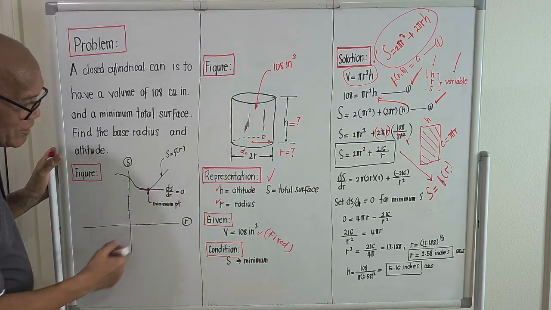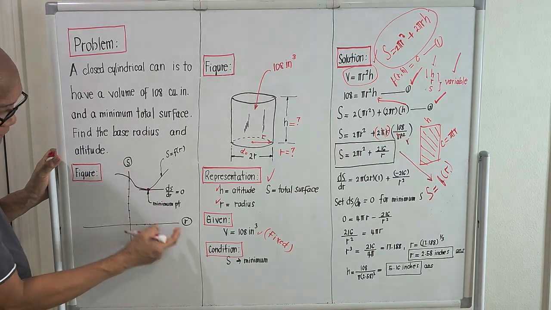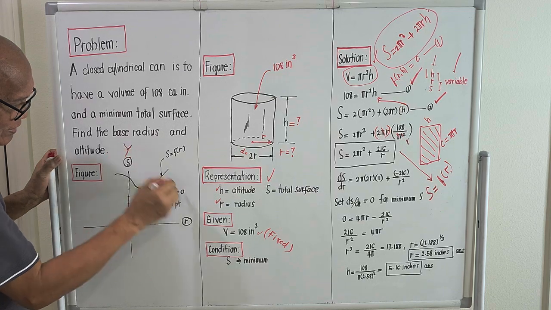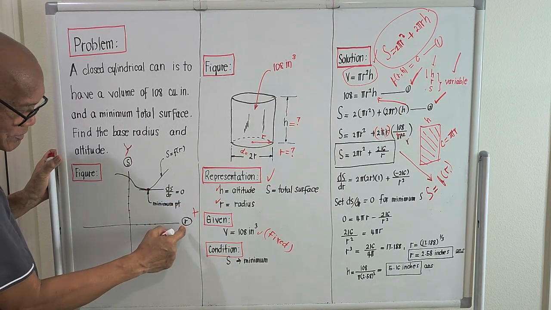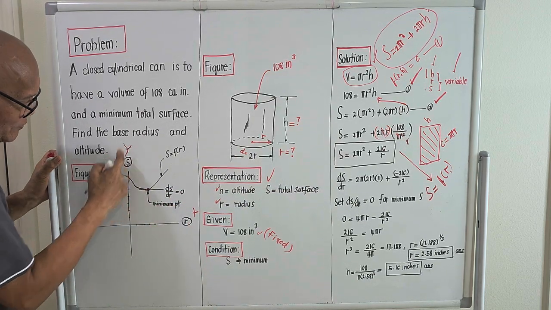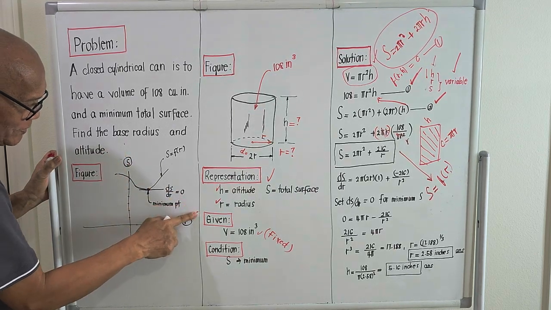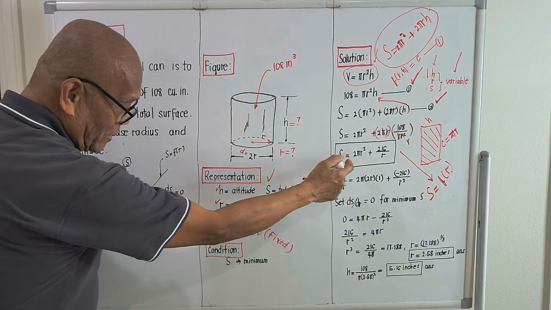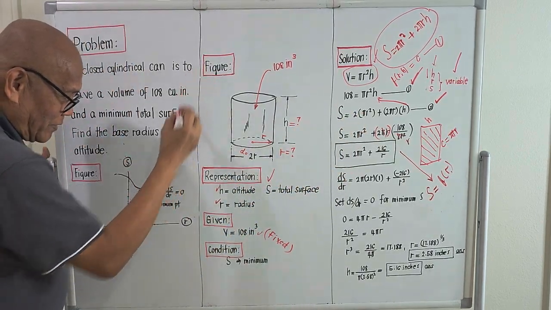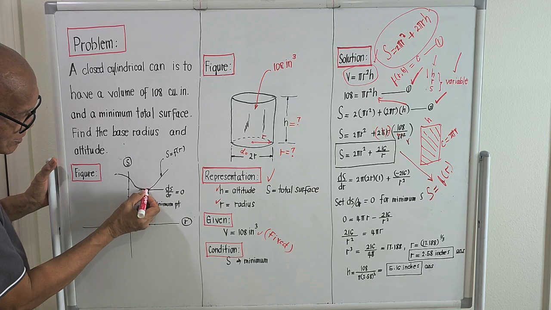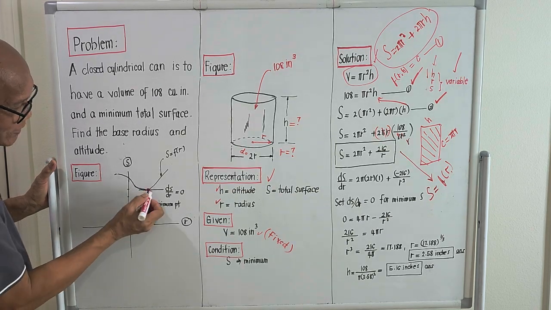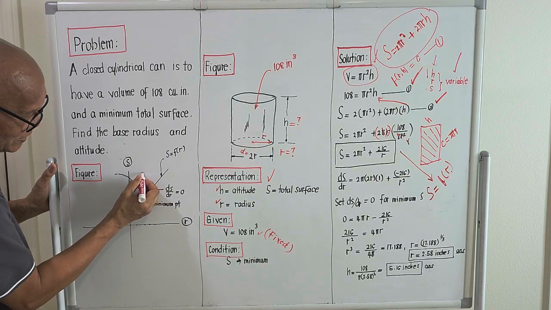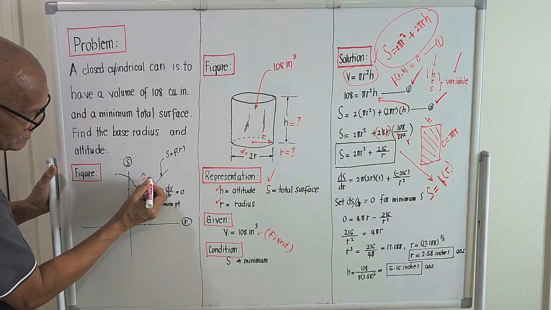Because this is s as a function of r. That's what we derive. So it seems this is y and this is x. We just replace x by r and s by y. So forget y and x for the meantime. This equation here is actually a parabola that opens upward, and there should be a minimum point. And what is that minimum point? At this minimum point, there is a value r and s.